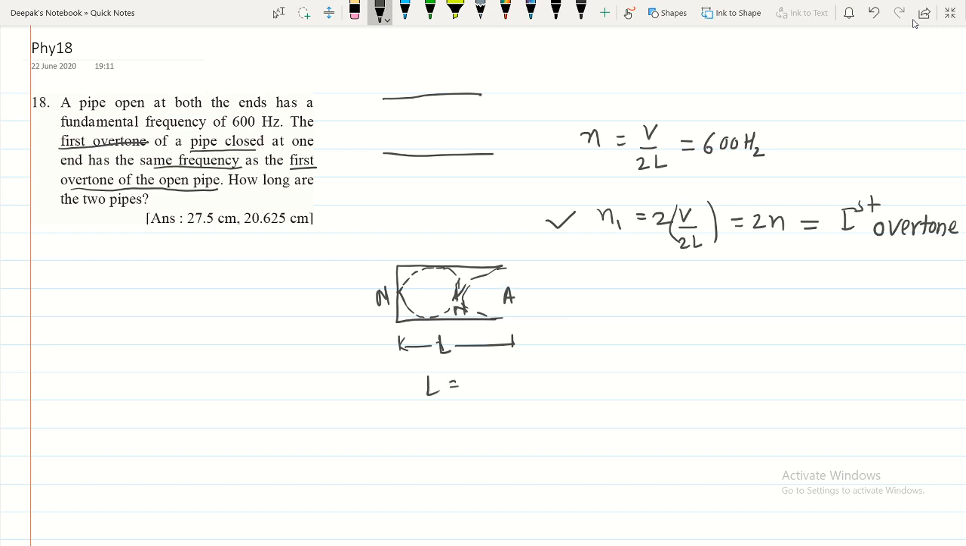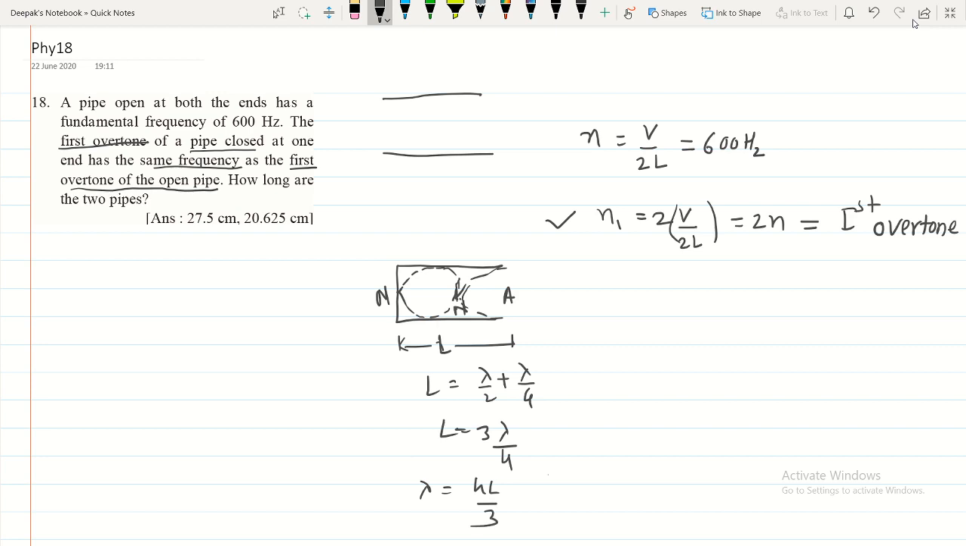So L will be equal to N in distance between these two nodes, that is lambda by 2, plus the distance between this node and anti-node, that is lambda by 4. So this will be equal to 3 lambda by 4, right? So that is equal to L. So lambda will be equal to 4L by 3. Okay, lambda is equal to 4L by 3.